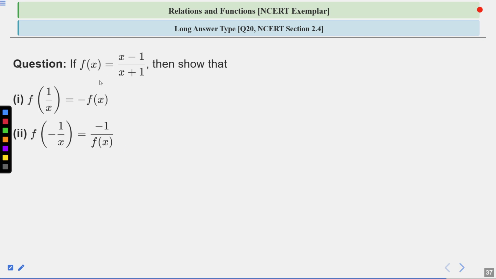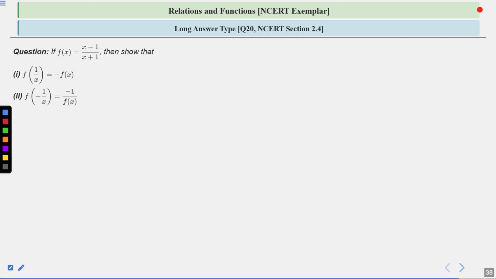Now this question. If f(x) is x minus 1 divided by x plus 1, then show that f(1/x) is minus f(x) and f(minus 1/x) is minus 1 by f(x). You will have some seconds to try this problem, then afterwards we will move on to the solution slide. So your time starts now. The time is up.